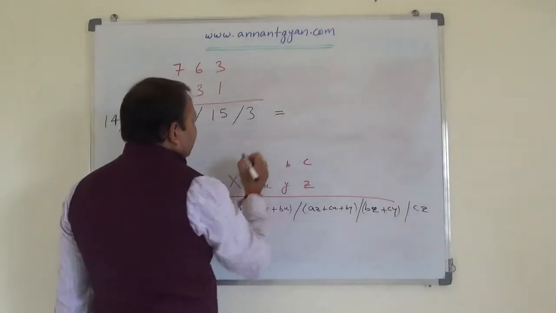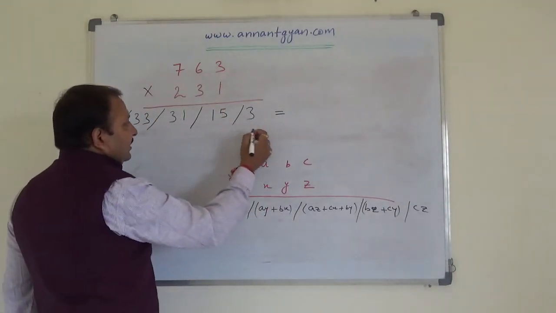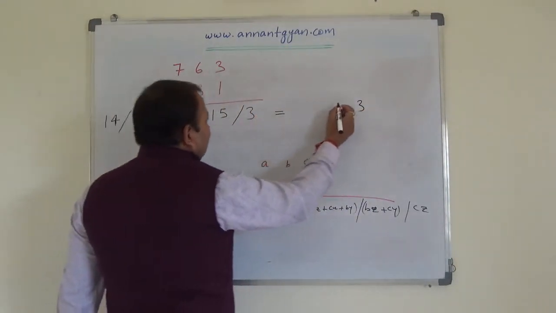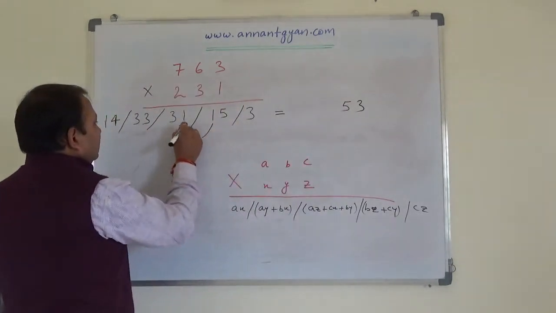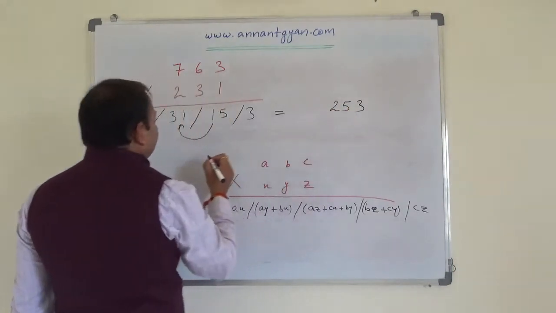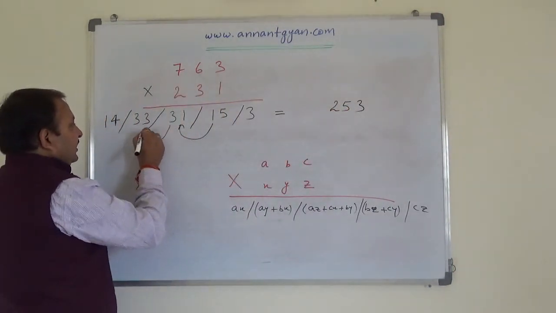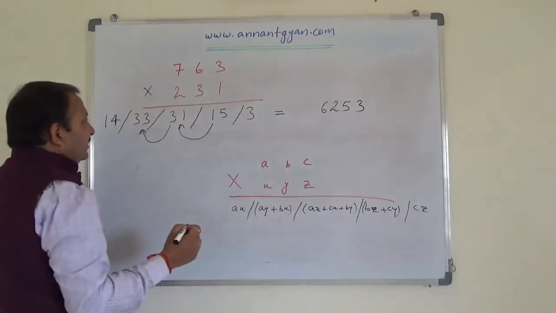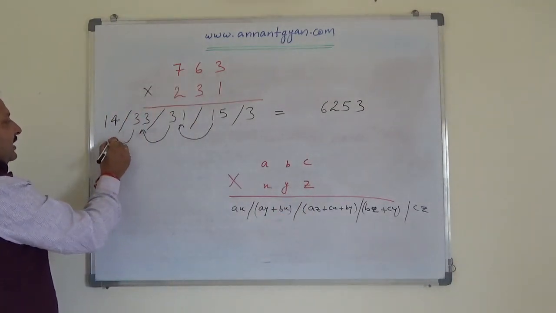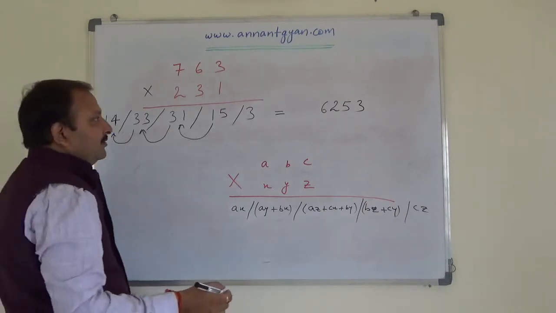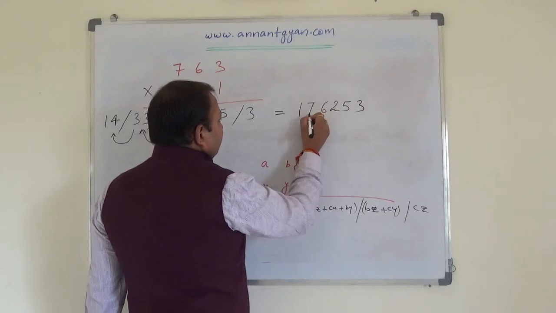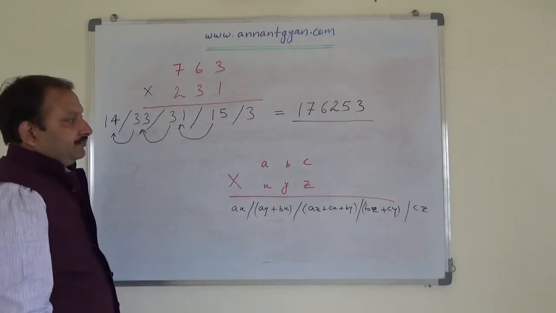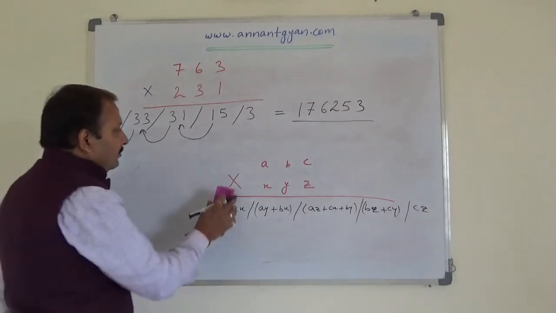So we shall write the result from this. The first is 3, the unit place is 3, and the second one is 15. From this 15 I shall take 5, and 1 will be carried for next. 31 plus 1 is 32, we shall take 2 from this and 3 as a carry for next. So 33 plus 3 is 36, so we shall write 6 here, and 3 will be carried for next. So 3 plus 14. So finally we shall get this answer: 176253.